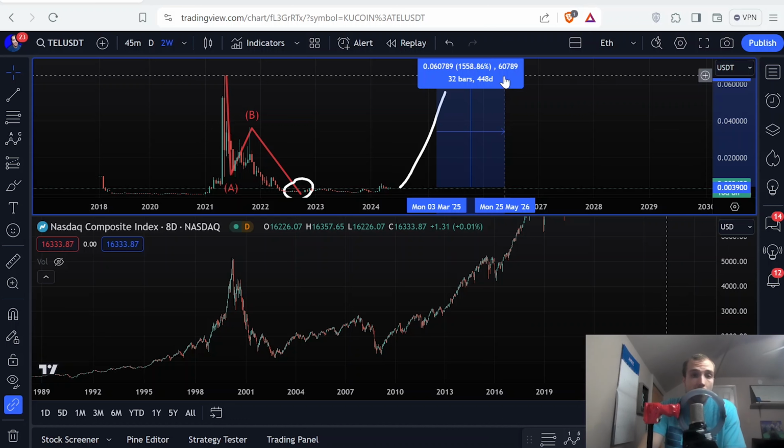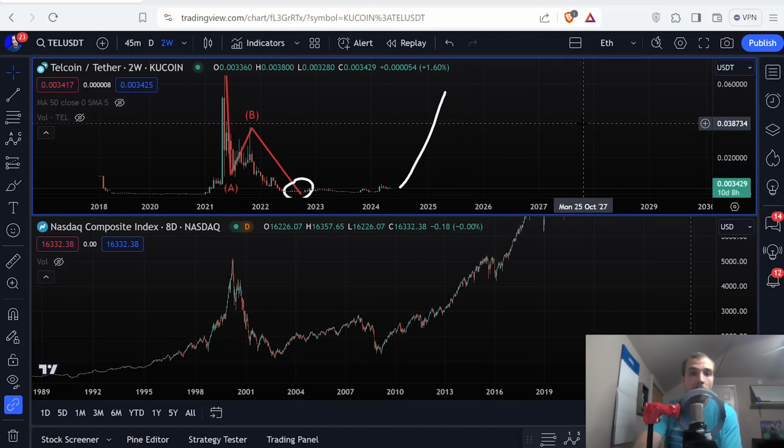So yeah, I think the demand is here, the community is big, the charts look good. Telcoin is definitely one I think is going to do extremely good throughout this bull market. So I'm super excited about Telcoin and really excited about what could come from here with the prices of Telcoin.